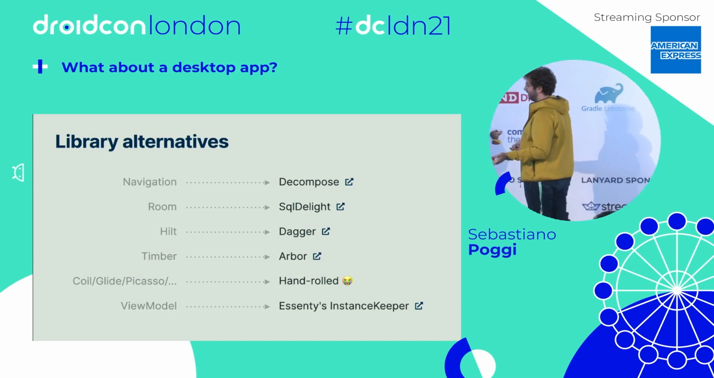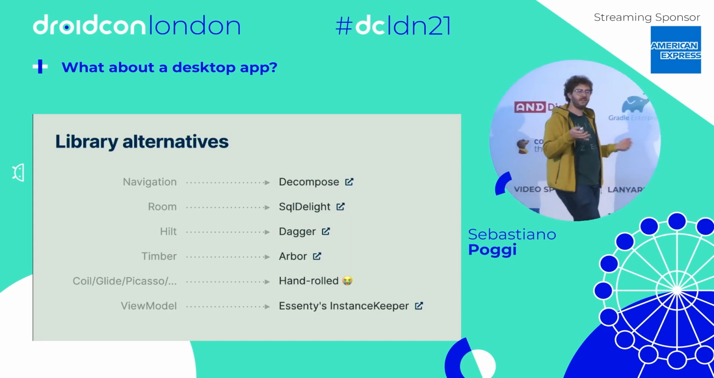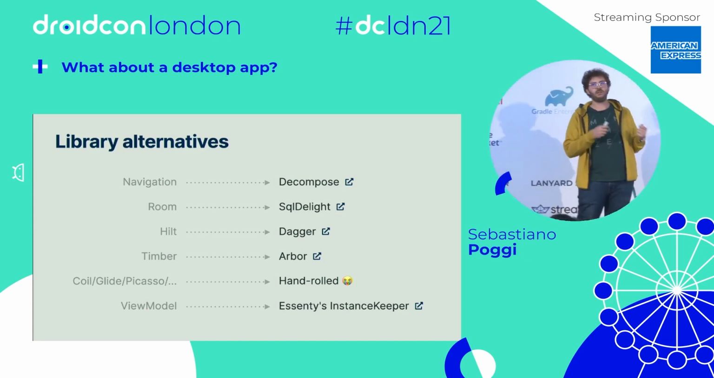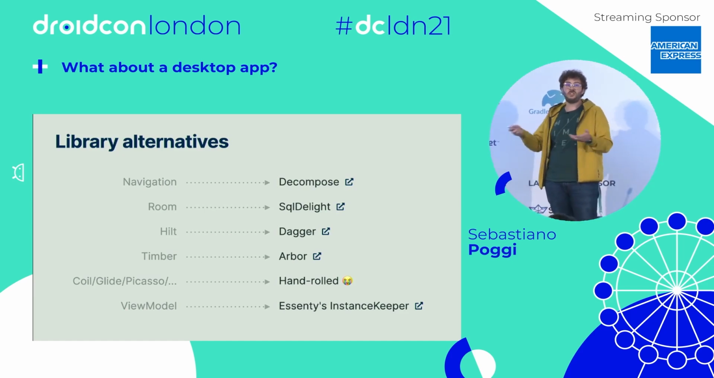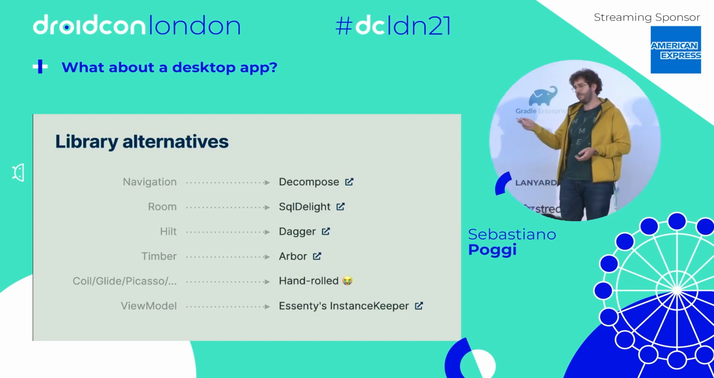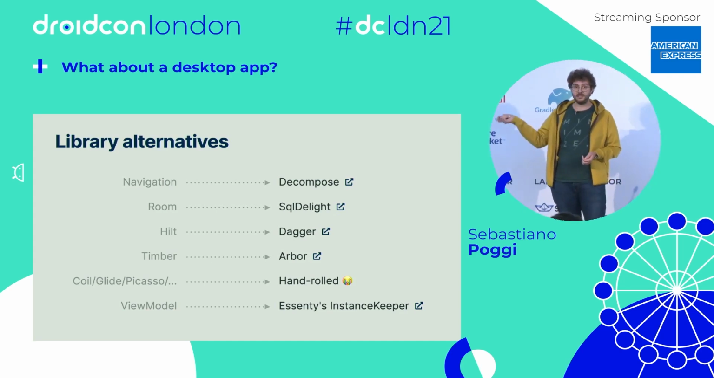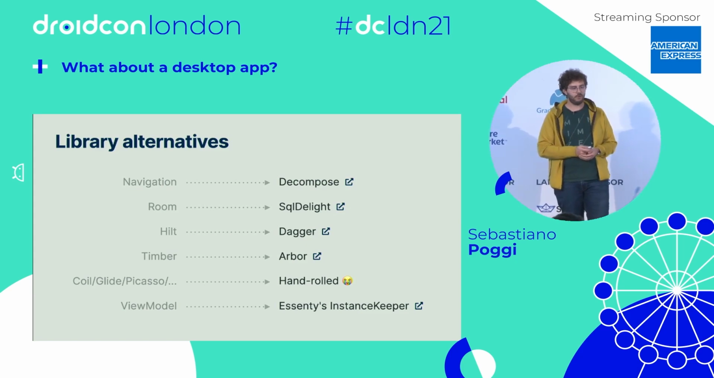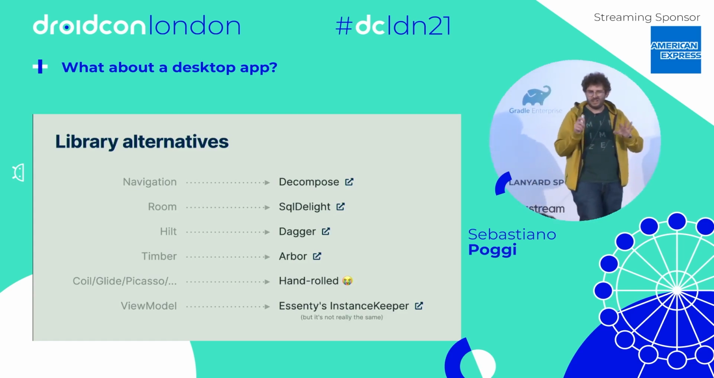For what concerns view models instead, you kind of don't need something just as badly as you need it on Android that is specifically done for surviving orientation changes. There's no orientation changes. There's no configuration changes. So you can technically just hold something in memory as a singleton, and that can be done by Dagger, or you might want to do it by hand, or you can use a library like Instance Keeper from the Essenty library, which is from the same person that has written Decompose. That is also, if I'm not mistaken, a Kotlin multi-platform library. Not really the same as view models, though.